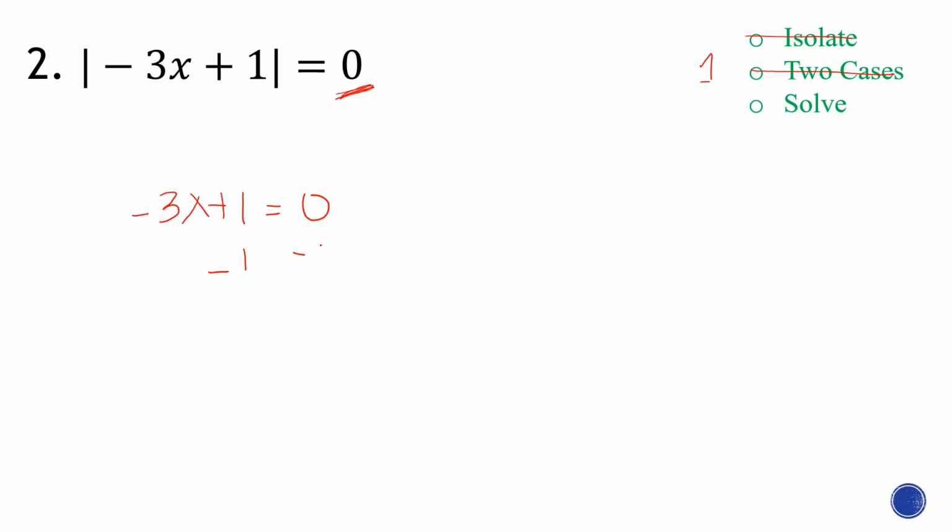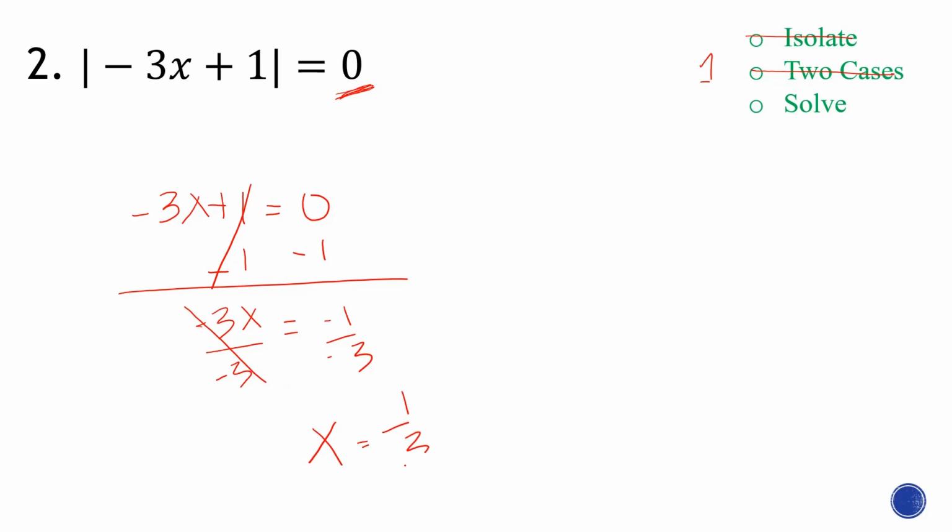Subtract 1 on both sides, cross that out. And that will leave us negative 3x equals negative 1, and then divided by negative 3. Therefore, our x is equal to positive 1/3 because negative divided by negative is equal to positive. Okay, let's go to the next one.